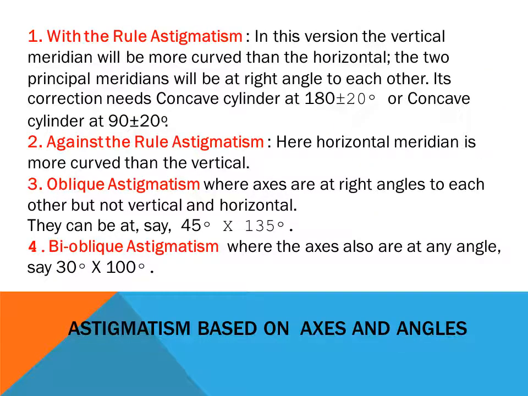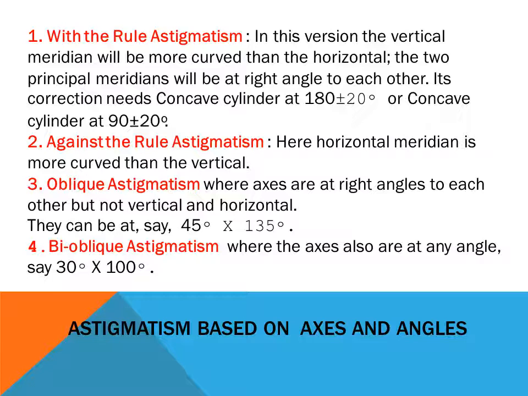Astigmatism based on axis and angles. With the rule astigmatism, in this version, the vertical meridian will be more curved than the horizontal. The two principal meridians will be at right angles to each other. Its correction needs concave cylinder at 180 plus or minus 20 degrees or concave cylinder at 90 plus or minus 20 degrees.